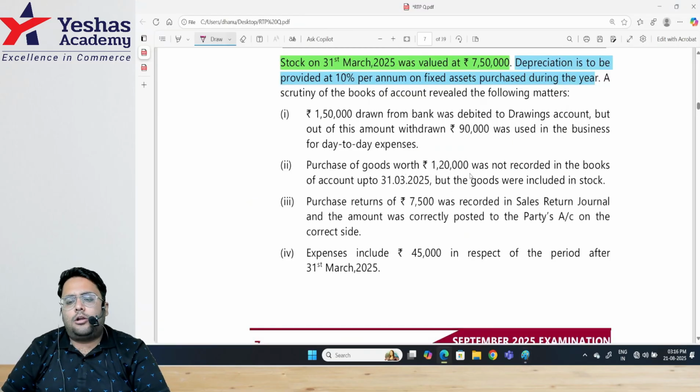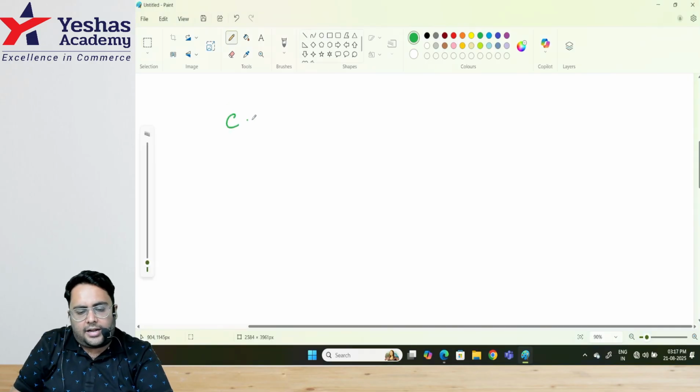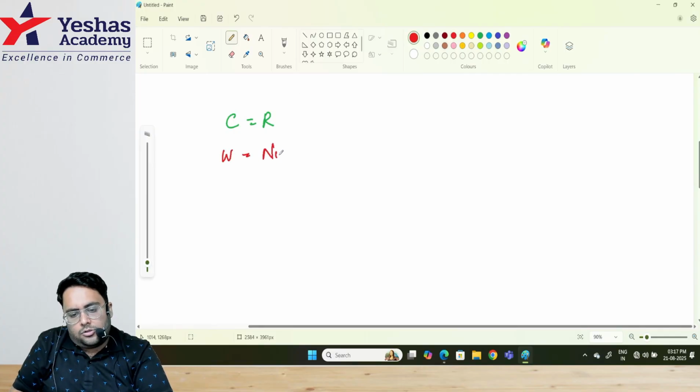Purchase of goods worth 120 was not recorded in the books of accounts up to 31st March, but the goods were included in the stock. Very simple. Purchase of goods not recorded. If it is not recorded, your correct entry becomes rectification entry. Why? Because there is no wrong entry. Correct entry becomes rectification entry. Purchase account debit to creditor account.